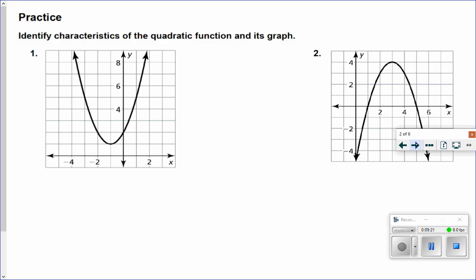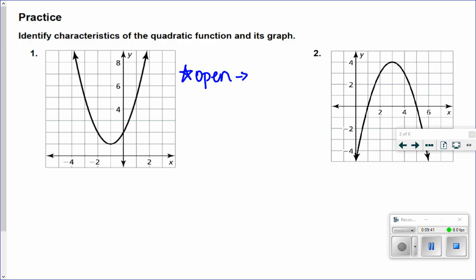It says identify characteristics of the quadratic function and its graph. So when I ask for this, I'm really going to want a total of 5 things. Okay? So write these down with me. First of all, number 1, I want you to tell me which direction it opens. Does it open upward or downward?